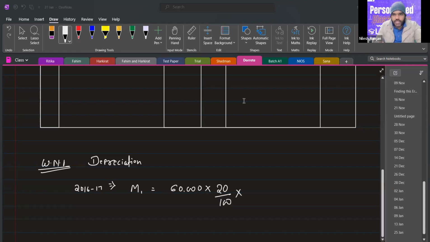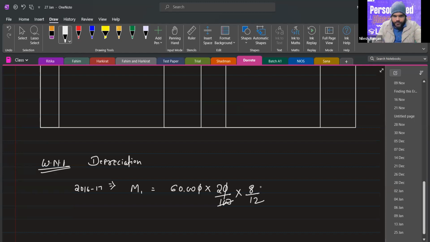Into now the time we have to find. On 1st August we purchased, so we have used it for August, September, October, November, December, January, February, March. So total 8 months. So 8 by 12. Now it is 8,000. So the first year depreciation is 8,000.